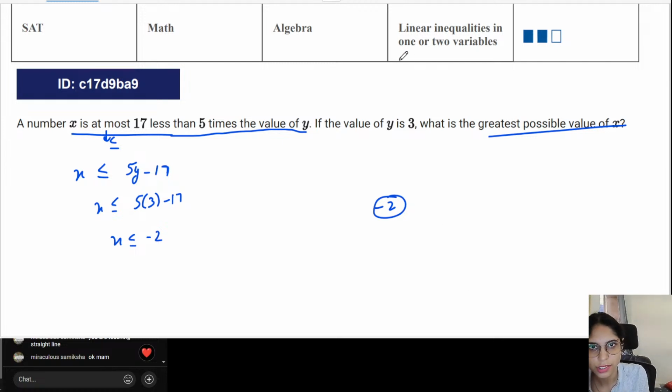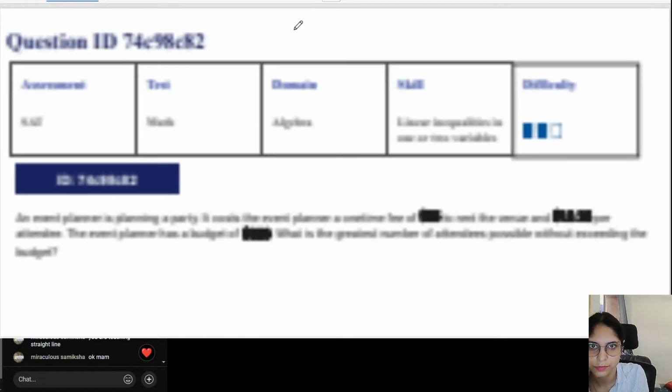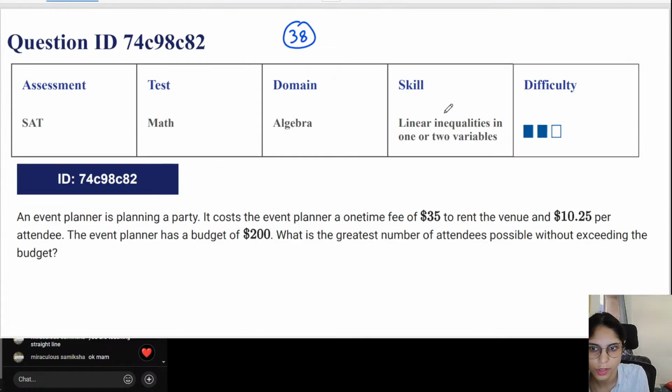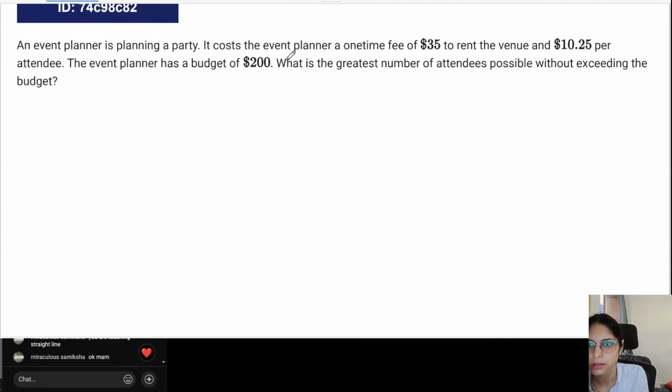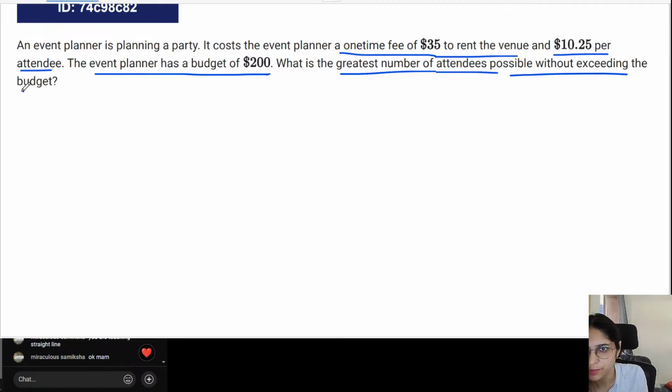Next is question number 38. So an event planner is planning a party. It costs the event planner a one-time fee of $35 to rent the venue and $10.25 per attendee. The event planner has a budget of $200. What is the greatest number of attendees possible without exceeding the budget? So without exceeding the budget, that means exceed means more than. So without exceeding is same as no more than.